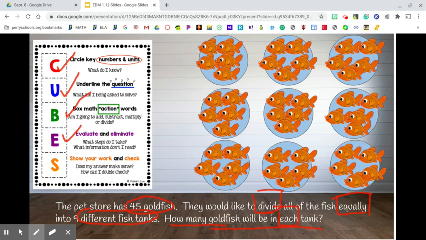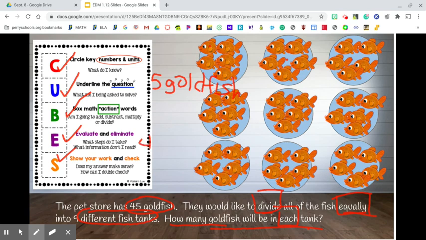Now, my question says how many goldfish will be in each tank? Well, there's 5 here, 5 in this one, 5 in the third one. They all have 5. So that, first of all, helps me to know I split them equally. So my answer is going to be 5 goldfish. I want to make sure that I put my unit in here. And then the other piece that I want to make sure that I do is to write my number sentence.